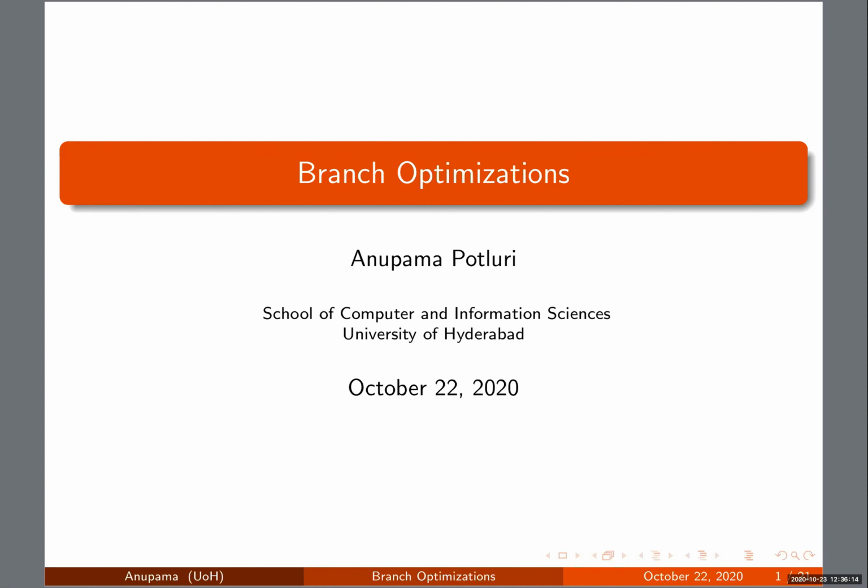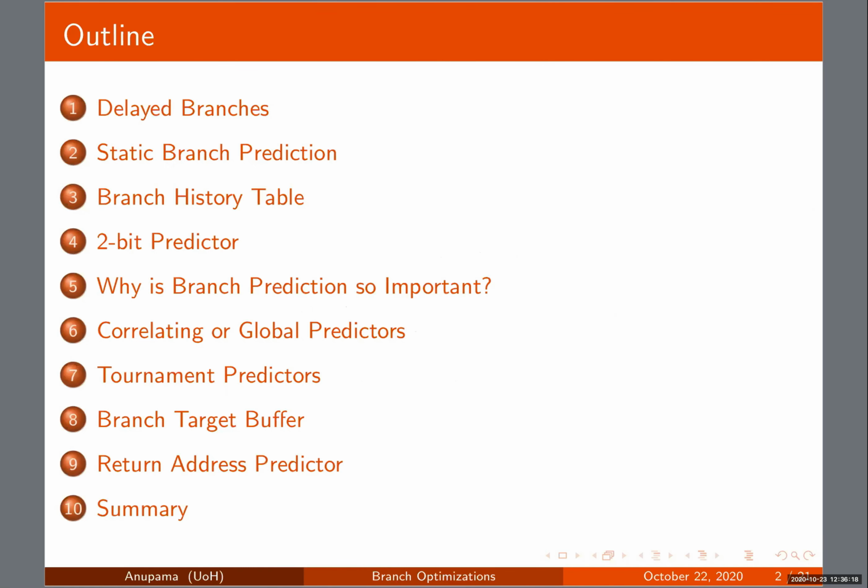So we have already seen some parts like the delayed branches and the branch history table and the 2-bit predictor, and static prediction. All of these are in your appendix C. And then you have correlating and tournament predictors in one part of chapter 3, branch target buffer and return address predictor in another part of chapter 3.